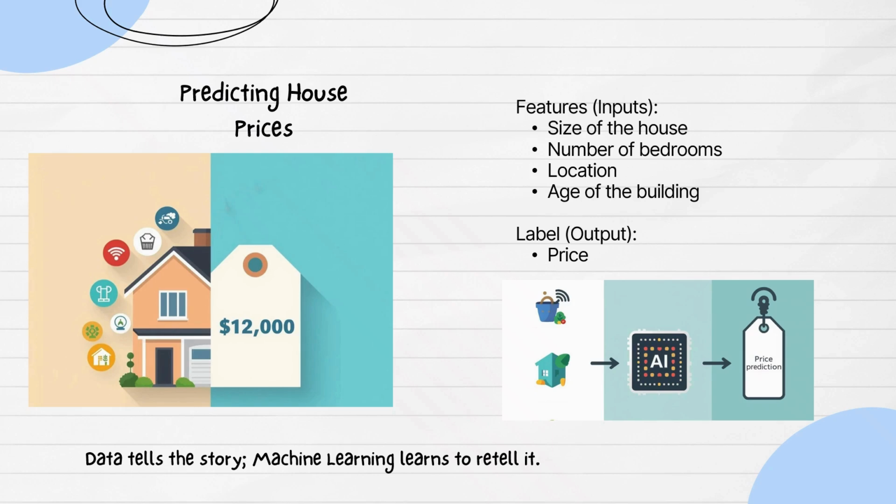Suppose we are predicting house price. Each feature might be size of the house, number of bedrooms, location, age of the building, and the label is price. The model's job is to learn the relationship between features and label so that when you give it a new house, it predicts the price.